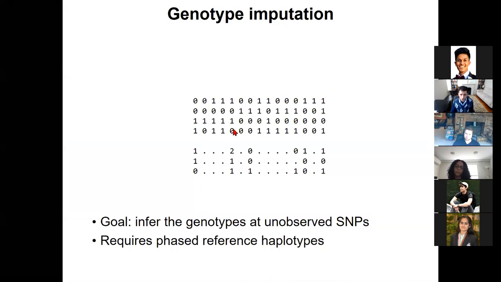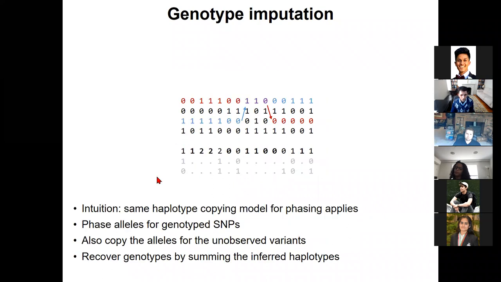The goal of genotype imputation is this: you've gone ahead and measured only this one, this one, this one, this one, that one, and you'd like to infer the value of all of the remaining missing SNPs. So the goal is to infer the genotypes at the unobserved SNPs. But the challenge is that it requires phased reference haplotypes. So a subproblem that we need to solve in order to infer the missing information is to first, from the genotypes that I have, infer the phasing. And then from the phasing, I will get the missing data for free. The key intuition is that the same haplotype copying model for phasing applies to genotype imputation: we phase alleles for genotyped SNPs, then copy the alleles for the unobserved variants and recover the genotypes by summing the inferred haplotypes.